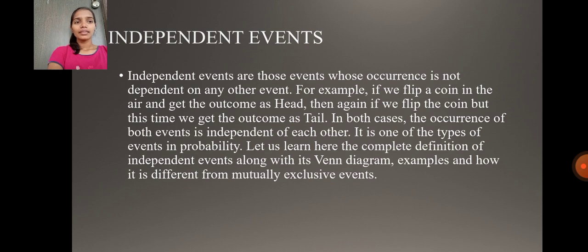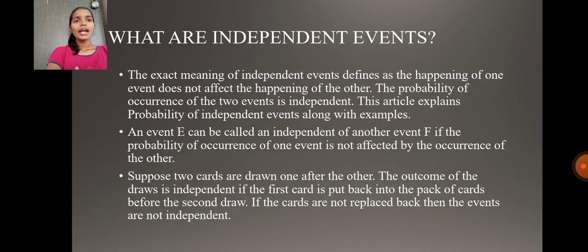Let us learn here the complete definition of independent events along with its Venn diagram, examples, and how it is different from mutually exclusive events. What are independent events? The exact meaning of independent events is defined as: the happening of one event does not affect the happening of the other. The probability of occurrence of the two events is independent. This article explains the probability of independent events along with examples.